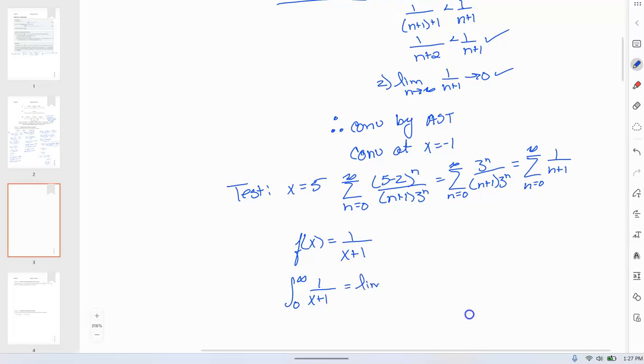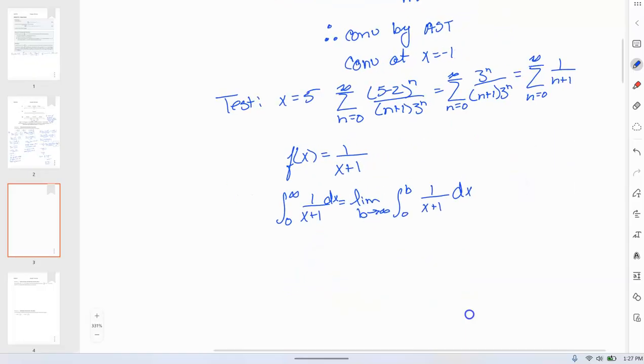I would rewrite this as the limit as b goes to infinity of the integral from 0 to b of 1 over x plus 1. And when I integrate that, I'm going to get the ln. So this is going to be the ln of x plus 1 going from 0 to infinity. And let me clean up my notation. That says limit, but there, I'll fix it. So we have the limit as b goes to infinity.